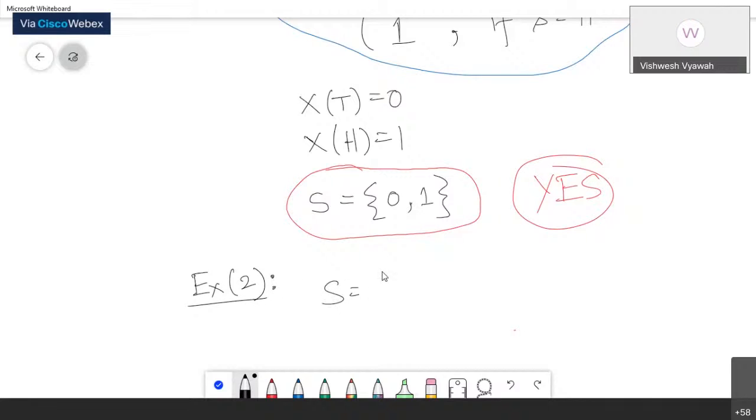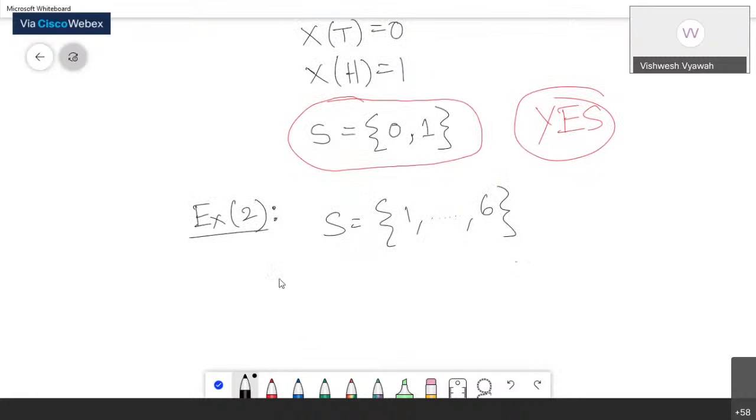Our S is now throwing a dice, so 1, 2, up to 6. Here my sample space already contains numbers, so there is no problem in that. I can define a random variable for this as: if small s belongs to capital S, then X of s is equal to s by 2. This is how I define the random variable for this.